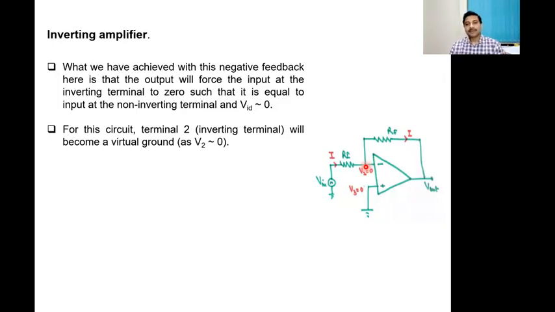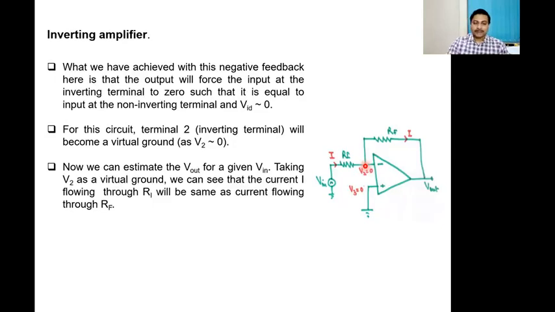Another thing to remember from this point onwards is that negative feedback in the case of an inverting amplifier will force the inverting terminal to a virtual ground. So pin number 2 will always act as a virtual ground. That means its potential, its voltage, is going to be 0. And once we have established this, now we can estimate V out for a given V in.